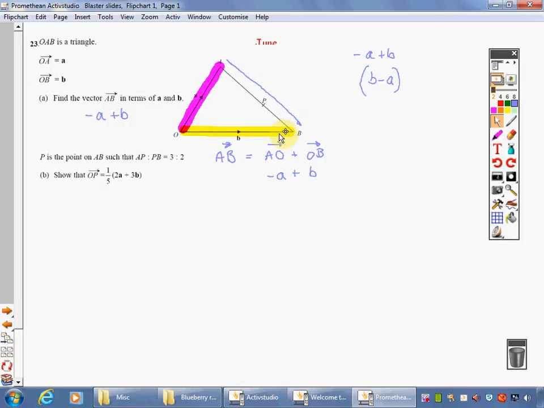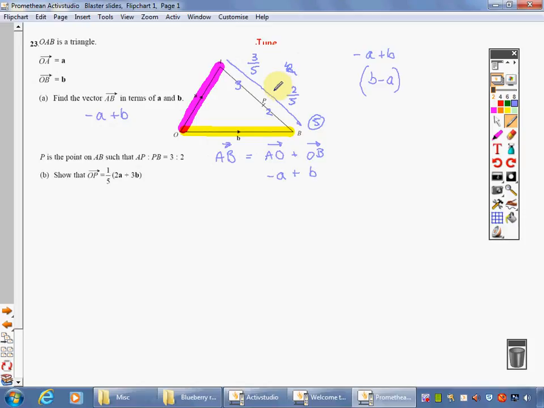Okay, part 2. P is the point on AB such that AP to PB is 3 to 2. 3 to 2. The total distance there is 5. So this distance up to P will be 3/5. The next bit will be 2/5. Let's put a line there to show.